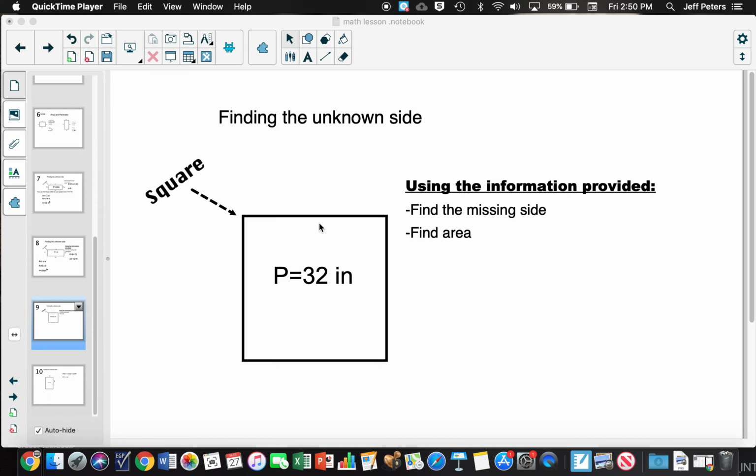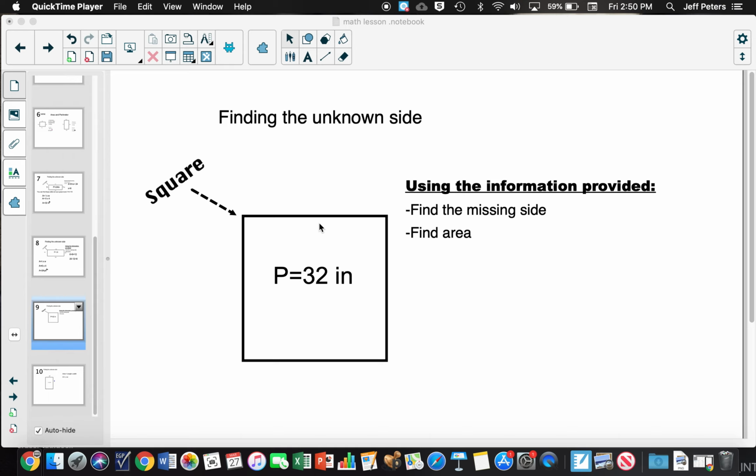Okay, on this next problem, you can see that it's a square. So this one's going to be a little bit different. We did say that the perimeter is 32 inches. So let's think about our rules of a square. We know that all four sides are equal.